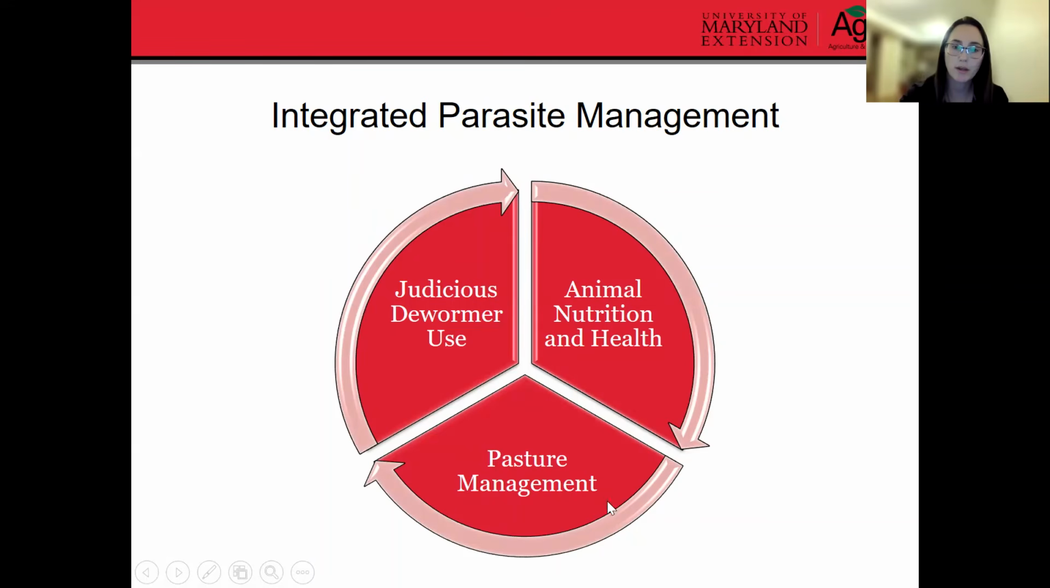as possible so that they can cope with parasites when they're presented with them. We have pasture management, which is a huge component of parasite management. And then we also have our Judicious Dewormer Use, which is what we're going to focus on for the rest of tonight. But I wanted to mention the other 2 pieces of our parasite management that are at our disposal as well.